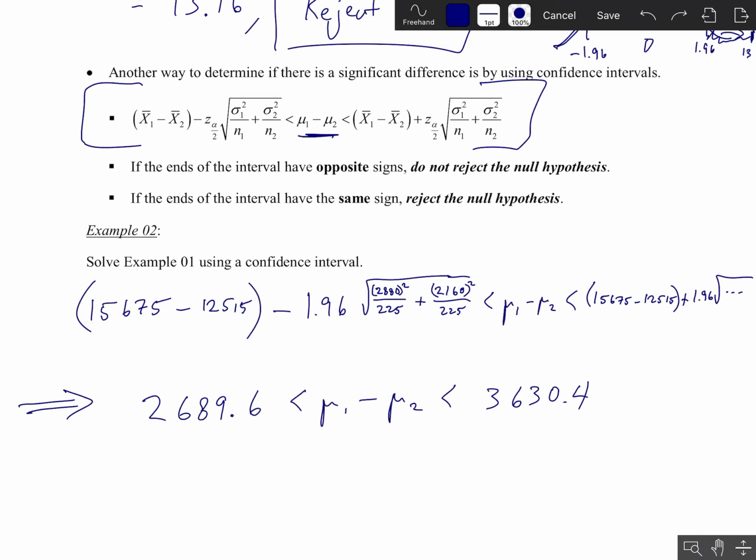And now notice that what this is saying is that we are 95% confident that mu1 minus mu2 lives between these two numbers. But these two numbers don't have 0 in between them. So what this is saying is we're pretty sure that the actual difference that we're trying to measure lives between 2689 and 3630. And therefore, this difference could not be 0, or at least is extremely unlikely to be 0. So we would reject the null hypothesis.